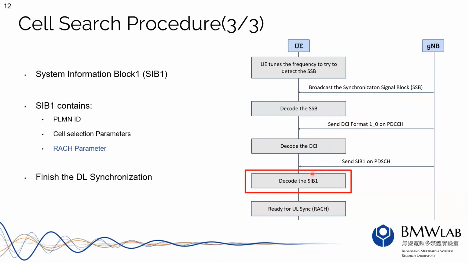Okay, then after we receive the SIB1 according to the DCI, let's decode the SIB1, and we can find that SIB1 contains the PLMN ID, cell selection parameters, and the RACH parameter. PLMN ID is like the Chunghwa Telecom ID or Taiwan Star ID. The RACH parameter is the key parameter for the uplink synchronization. Until this step, downlink synchronization is done. The UE is associated with the cell successfully, and this UE is ready for the uplink synchronization.